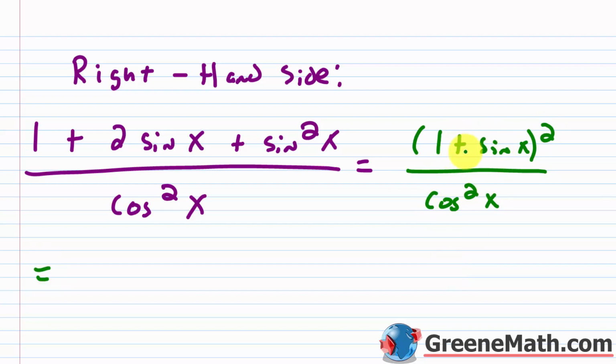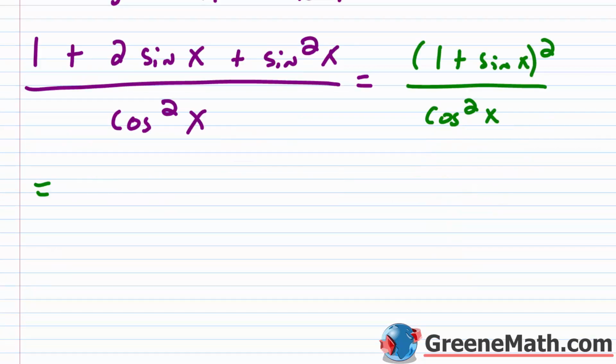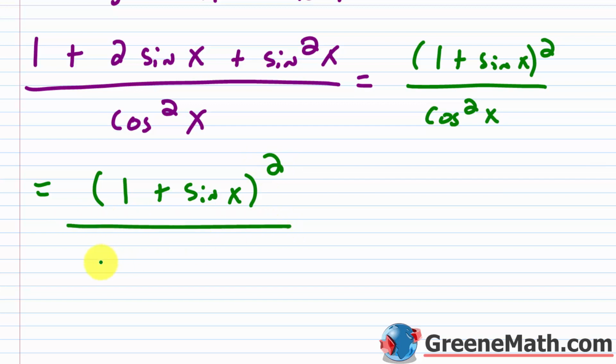So what am I going to do with this now that I've factored it? Well, if you see something like cosine squared of x, and you see something in terms of sine of x, I want you to think about the fact that this can be replaced with 1 minus sine squared of x. So I'm going to write this as 1 plus sine of x, quantity squared, over 1 minus sine squared x. At this point, some of you are thinking that there's something weird going on. This doesn't match this, but it will in a second.